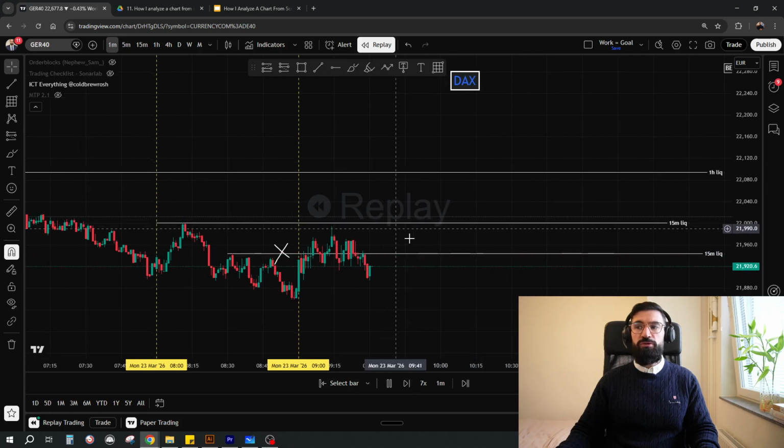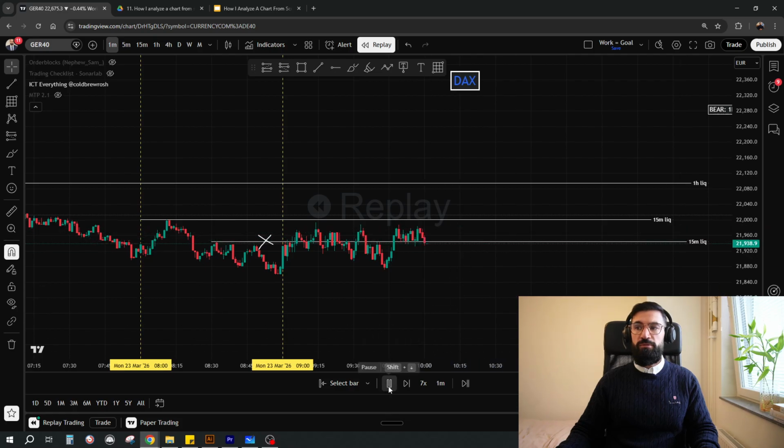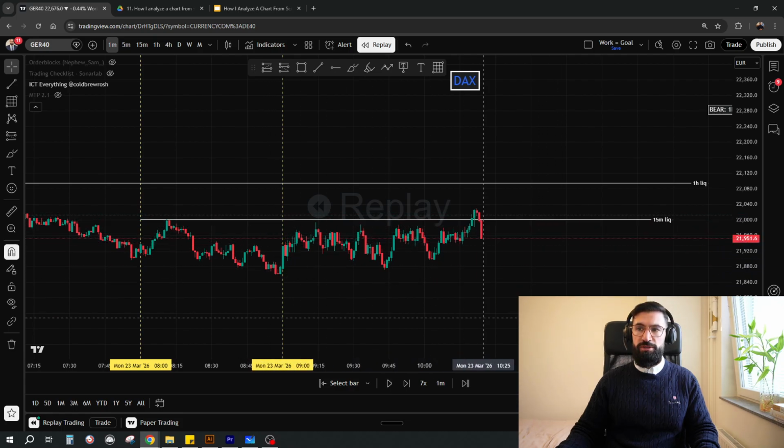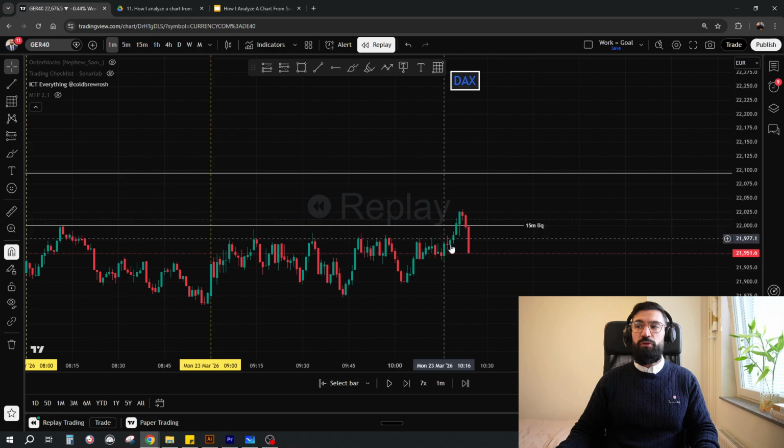So I'm waiting for it to take out another high time frame, another 50-minute liquidity. I'm waiting for it. Now, see, I'm removing this because it wasn't valid. Now I'm waiting for the 50-minute liquidity to be swept.